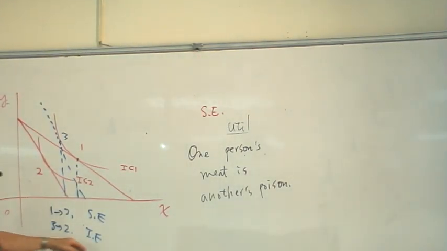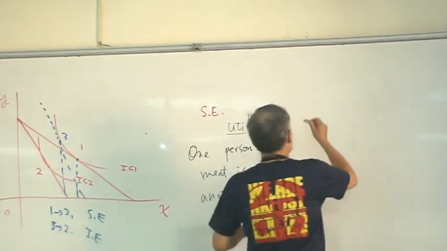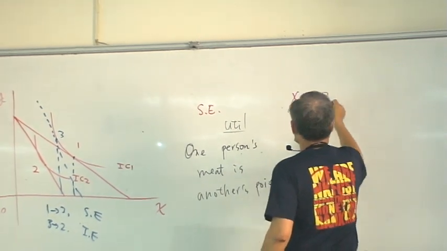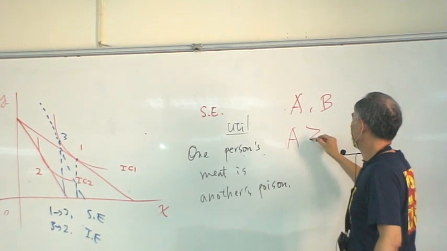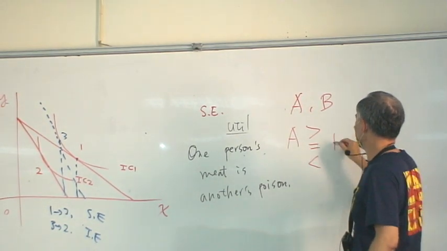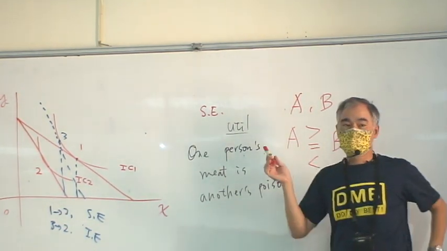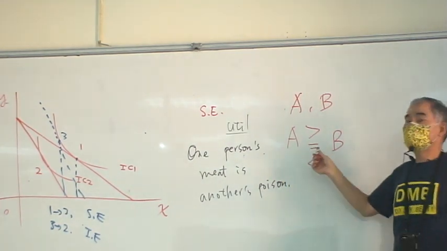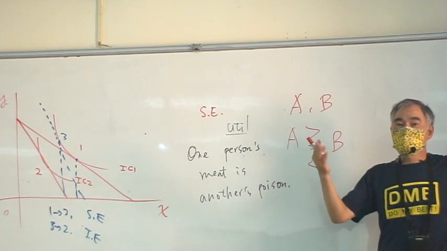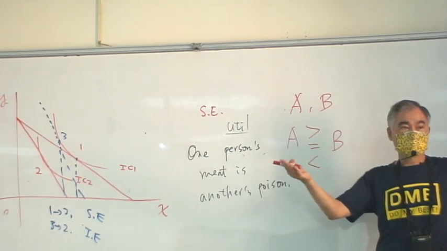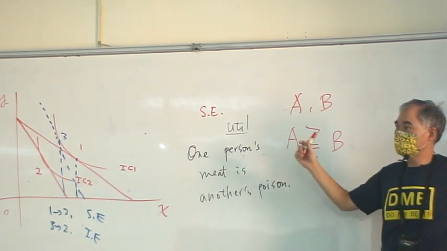Completeness means that for bundles A and B, there's a relationship: A is greater than, equal to, or less than B. So basically, this relationship has to hold, just like math. 1, 2, 3, 4, 5, all these numbers can be compared, and consumption bundles are the same thing.